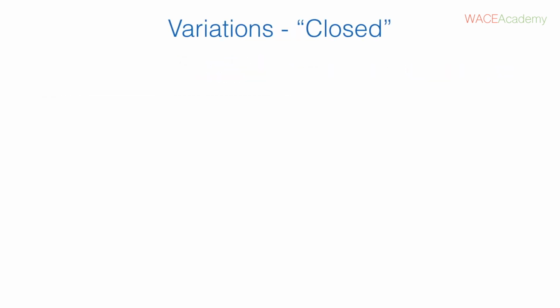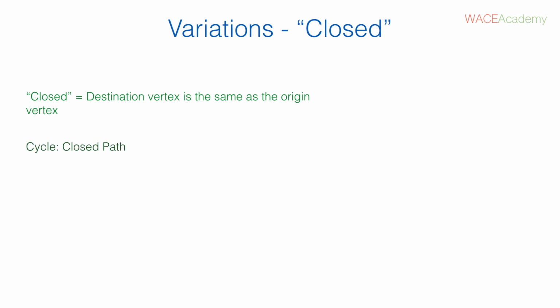There are a few variations on these that we need to know. Any walk or trail described as closed simply means the destination vertex is the same as the origin vertex, or in other words, it finishes the same place it begins, so it kind of looks like a weird loop. If you're fast, you may have noticed that this breaks the rules for a path. Paths cannot have repeated vertices, and if the origin and destination vertex are the same, then that vertex has been repeated. That's why there's a special name for closed paths, cycles. A cycle is the proper name for a closed path.